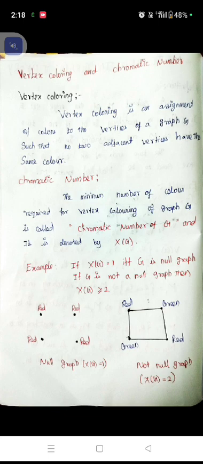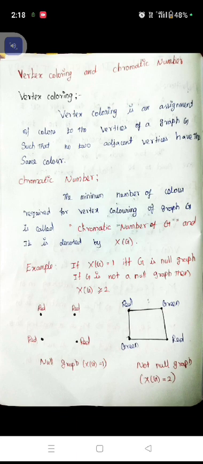Let us go for an example. Psi of G equals 1 if and only if G is a null graph. If G is not a null graph, then psi of G is greater than or equal to 2. Here the chromatic number of G equals 1. Here the chromatic number of G is greater than or equal to 2.